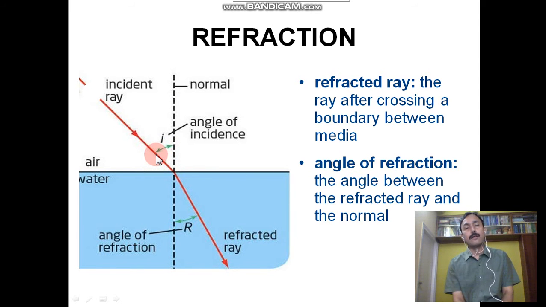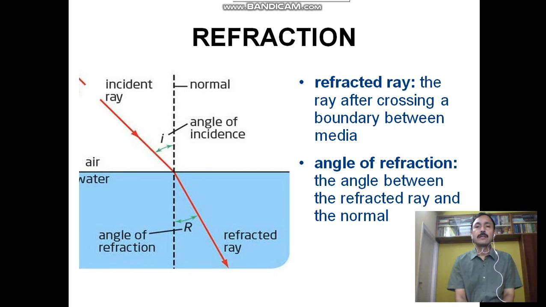What is the angle of incidence? It is the angle that the incident ray makes with the normal. Now, as air is rarer and water is denser, what will happen? It will move towards the normal. So instead of moving along this direction, it is coming closer to the normal. So this r is the angle of refraction. The angle of refraction is the angle made by the refracted ray with the normal.